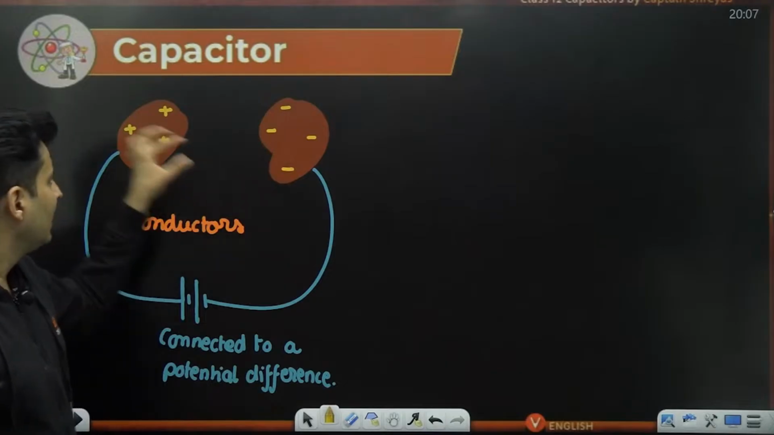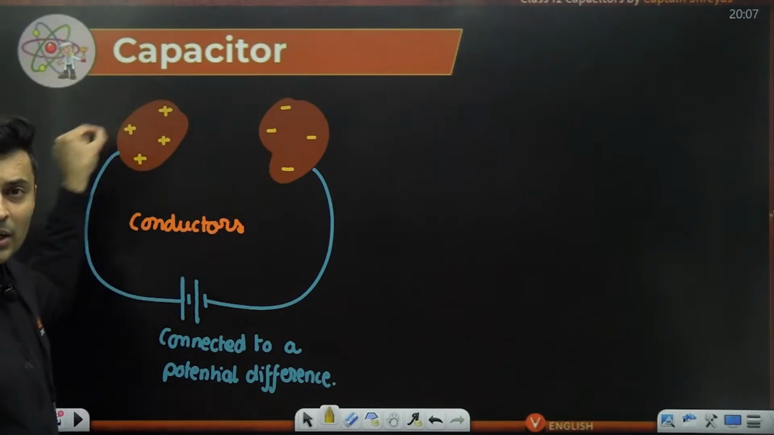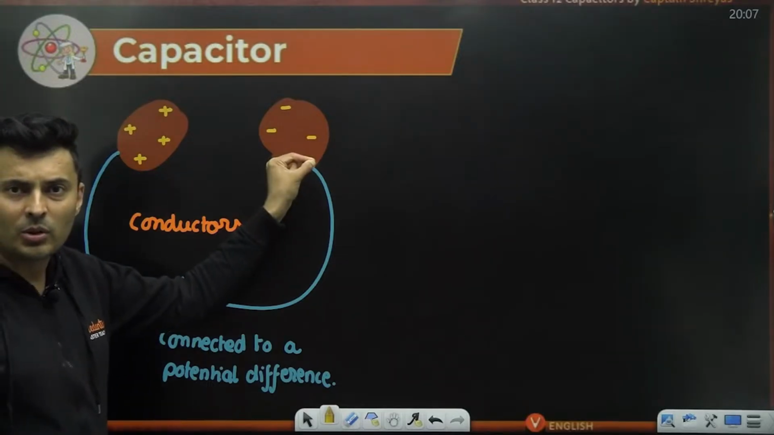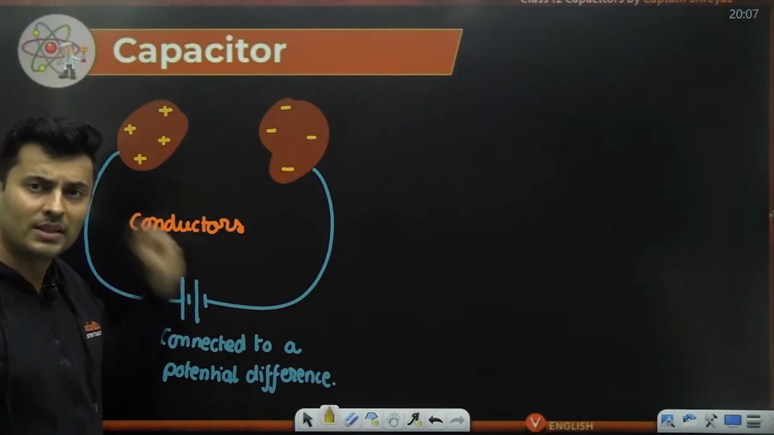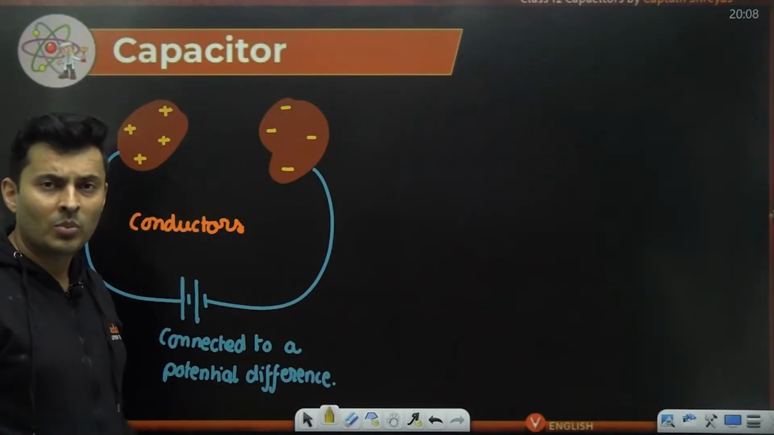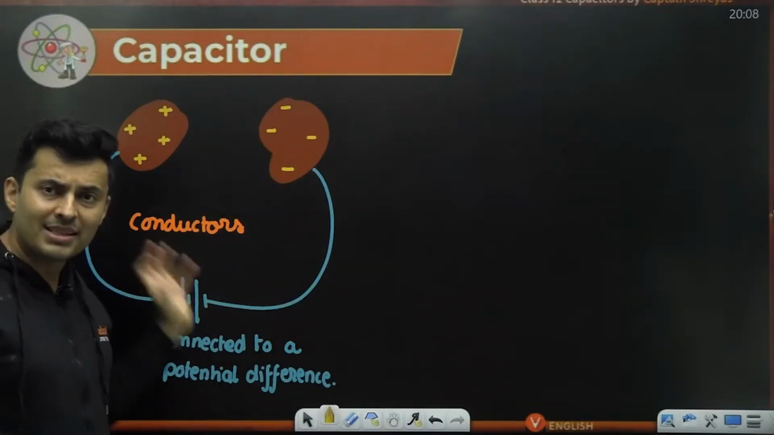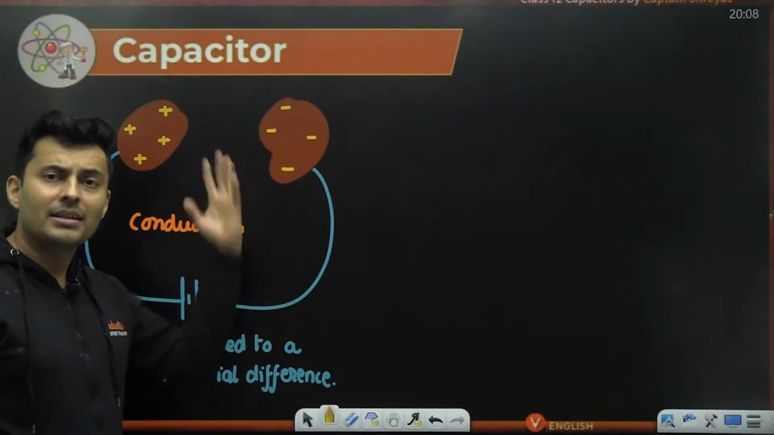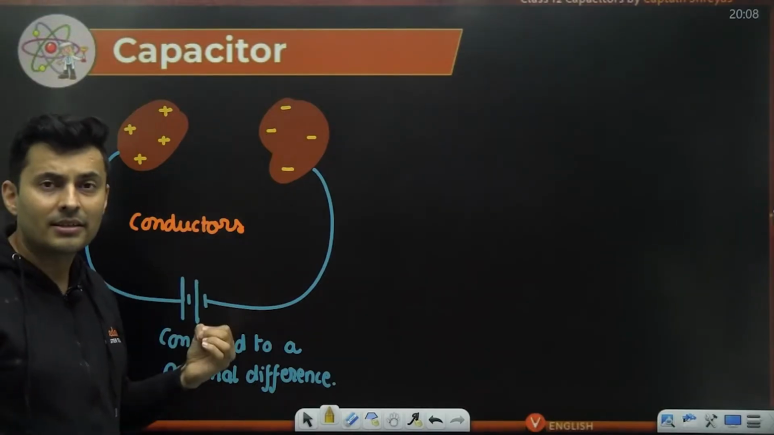So it's like saying I took the electrons from here and I put it over here. If an electron is going to move from here to here, a negative charge will come here, a deficiency meaning a positive will come on this side. So the voltage applied pulls the charges from one side and shifts it to the other side, thereby creating equal and opposite charges on those conductors.